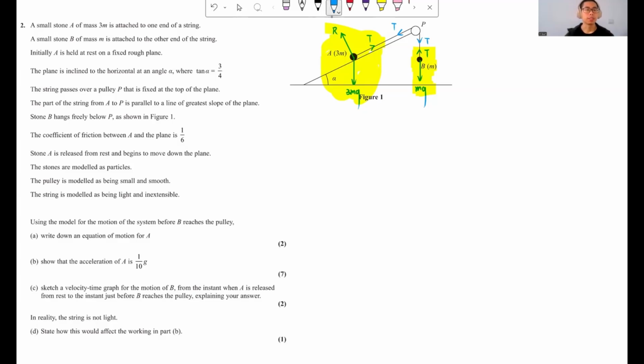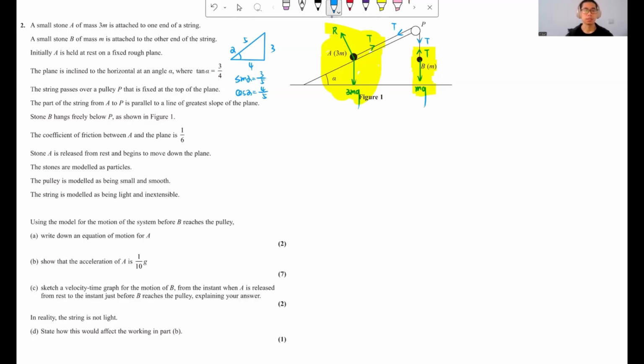And then the plane is inclined to the horizontal at an angle alpha, where tan alpha equals 3/4. So if we sketch them out, this is alpha, so tan alpha equals 3/4. So opposite has to be 3, adjacent has to be 4. That means hypotenuse is 5. So sine alpha is 3/5, and then cos alpha has to be 4/5.